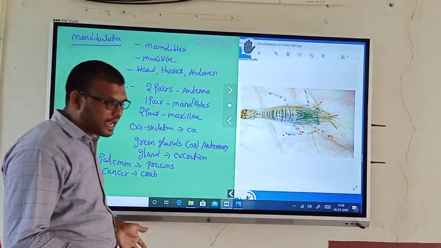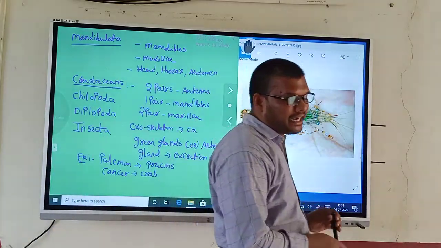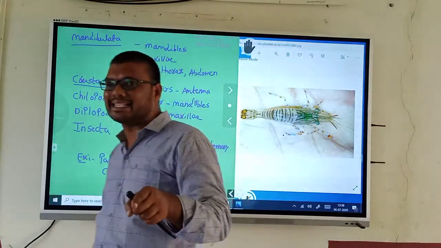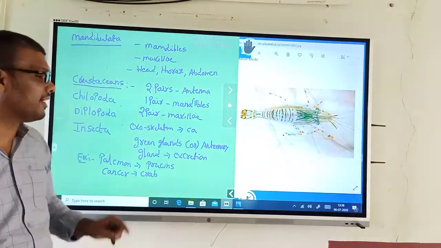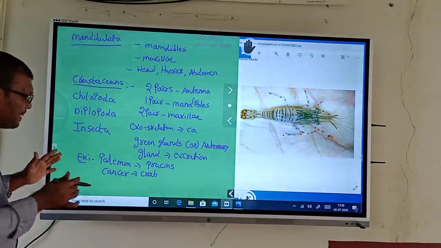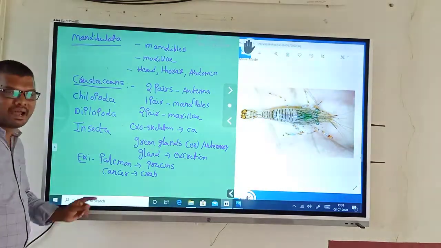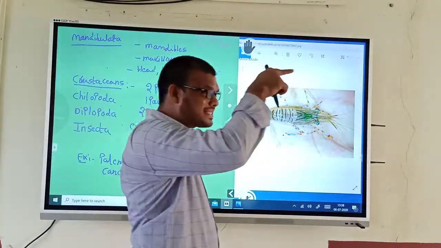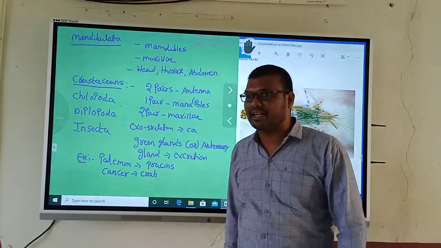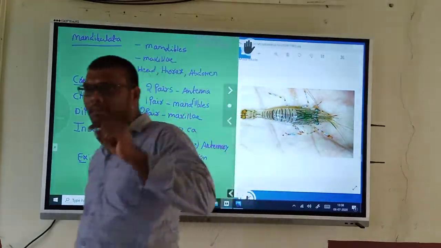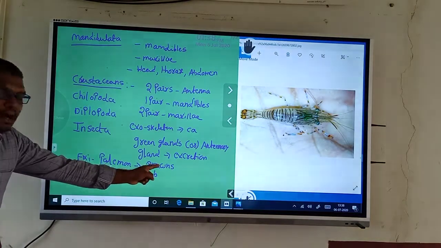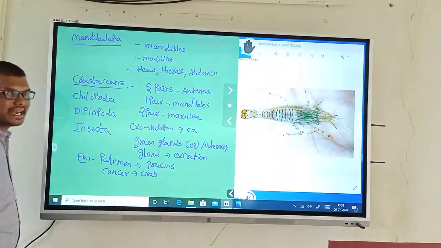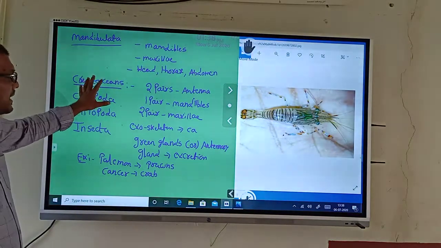So many times they can ask: green glands can be seen under the class crustacea, and you have to observe that coxal glands can be seen under the class arachnida. The best example is Palaemon, commonly called prawns. Keep in mind, Palamnaeus is different, Palaemon is different. Palamnaeus indicates scorpion, Palaemon indicates prawns. And then Cancer is commonly called a crab. This is according to the crustaceans.